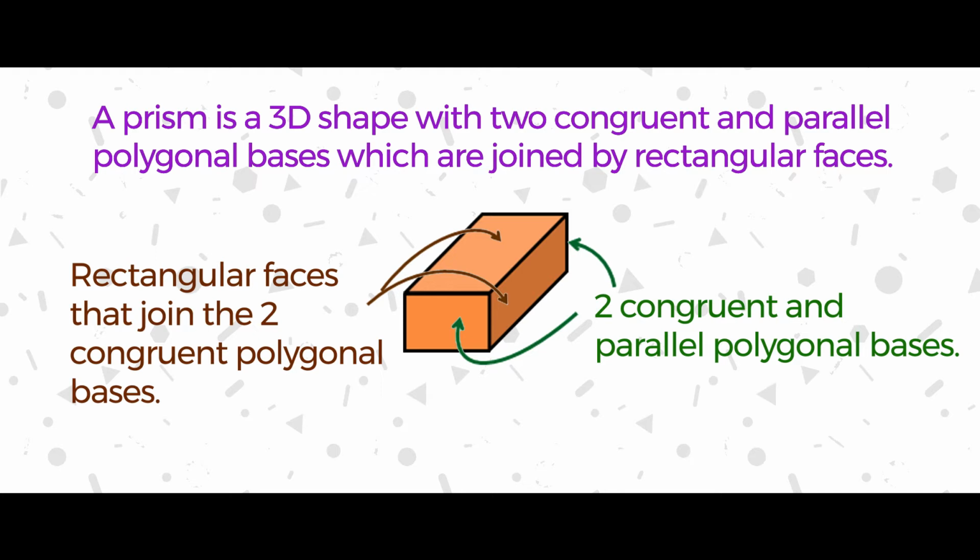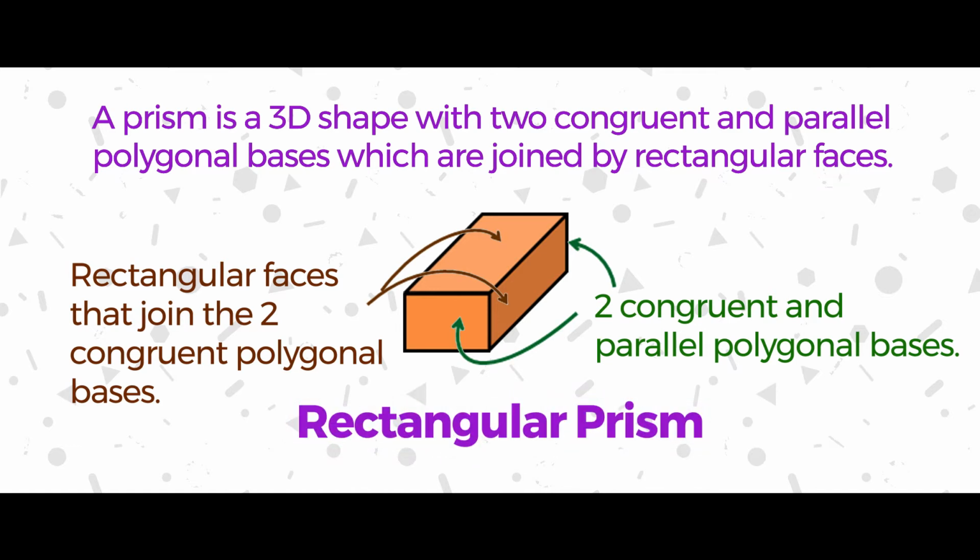Now look at this shape. This shape has rectangular bases, right? So this shape is called a rectangular prism.